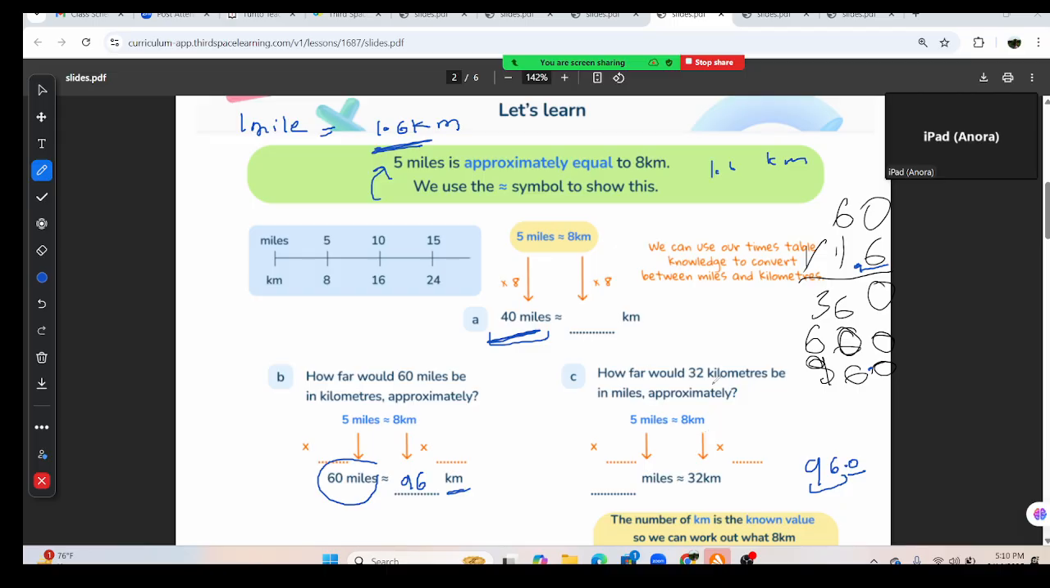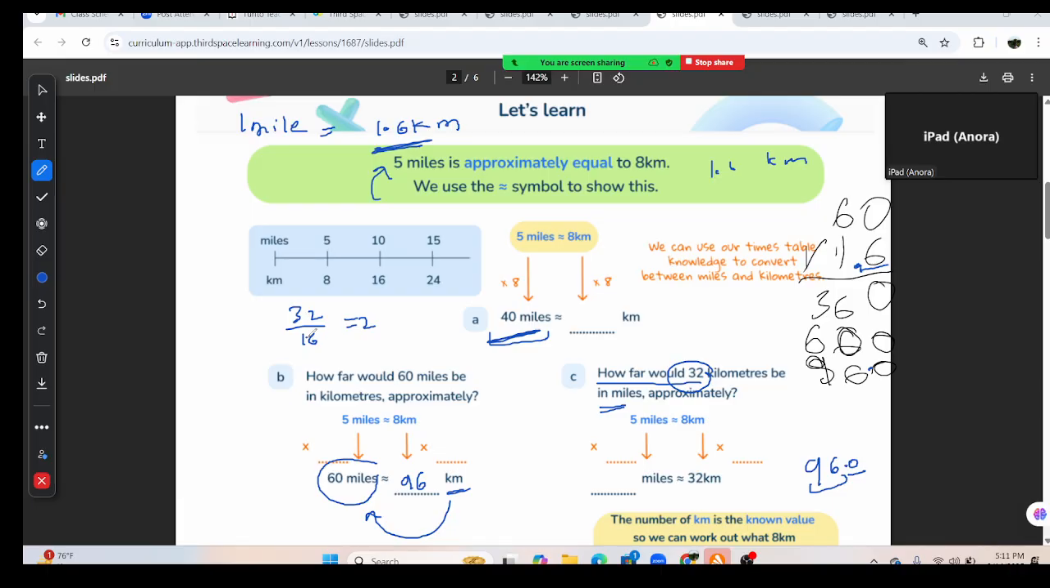Then it says how far would 32 kilometers be in miles? Now you have to do it the other way. In kilometer, how many miles are there? Division. So you would divide 32 with 1.6. Basically you have to divide 32 with 16, then put the decimal there. So if you divide 32 with 16, it's 2.